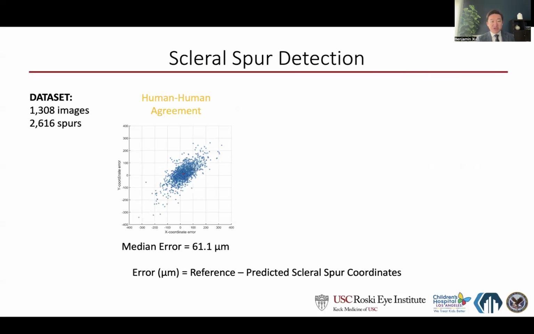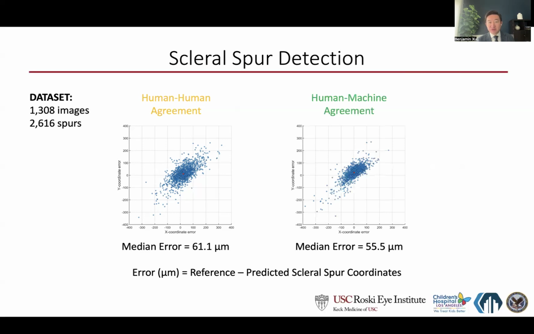This plot shows the agreement between a reference grader and a glaucoma specialist in detecting the scleral spur. We validated the algorithm using a data set of just over 1,300 images or just over 2,600 scleral spur locations. We see in this data set the error by the second human, calculated as the reference minus the predicted scleral spur coordinates, was around 61 microns.